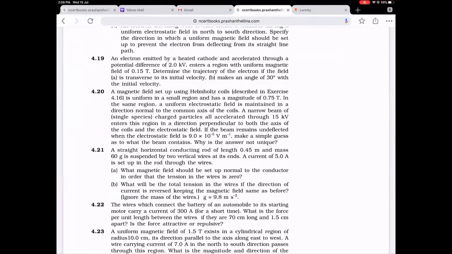So 2 kilovolt is given to you. 2 kilovolt is given to you means you know that it is 2K, 2000 volt. In the second case, because it makes an angle of 30 degrees with the initial velocity, there will be a velocity component parallel and perpendicular. So whenever there are velocity components parallel and perpendicular, it will be moving in a helical path.